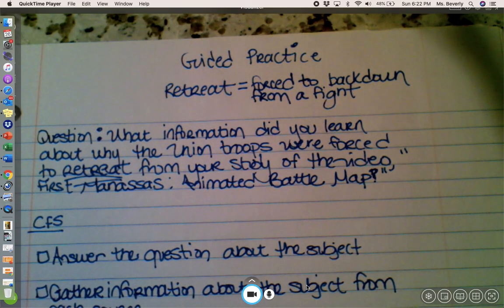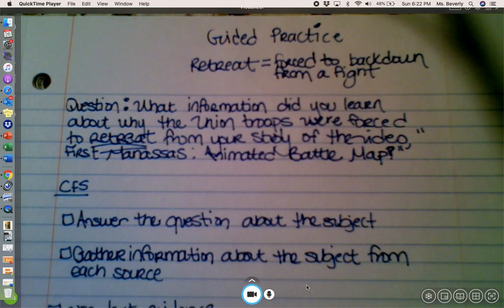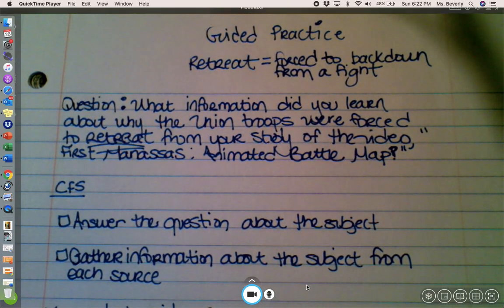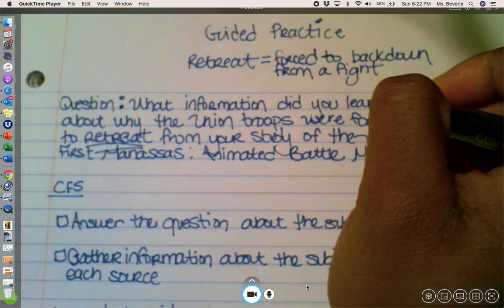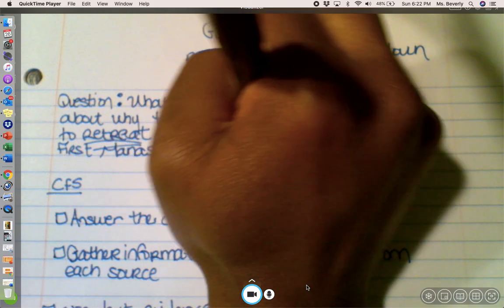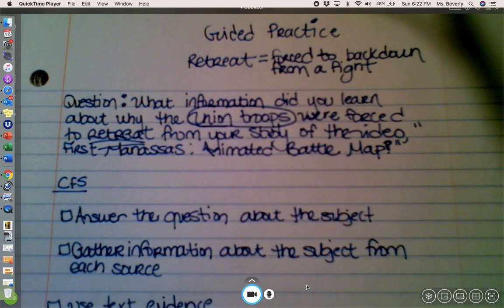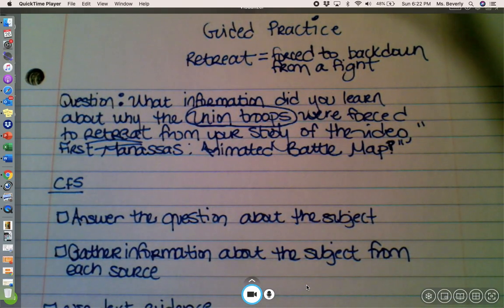for the classwork. Okay, so first things first, we have a question here, and I'm going to break down the question because we still have to use our strategies, and we still have to know what we're answering. So it says, what information did you learn about why the Union troops, here's our subject, let's circle it. Sorry, let me back up. Go ahead and copy down the question first, sorry, and then we'll break it down. Take a moment, copy down the question, pause the video while you're doing it.